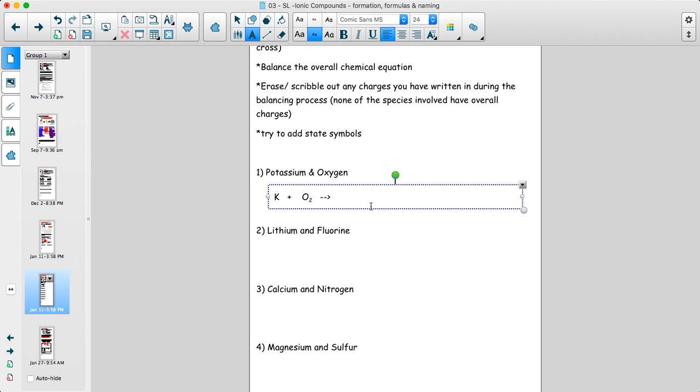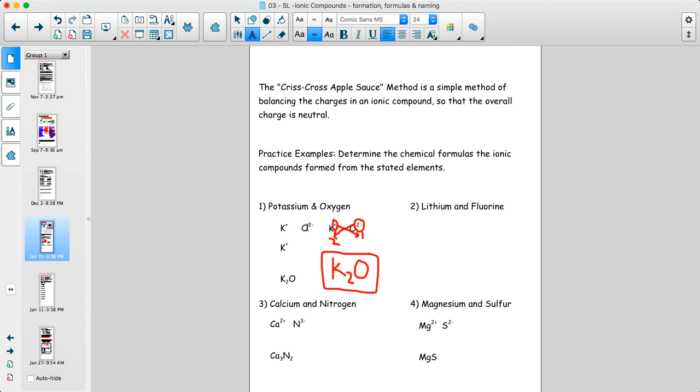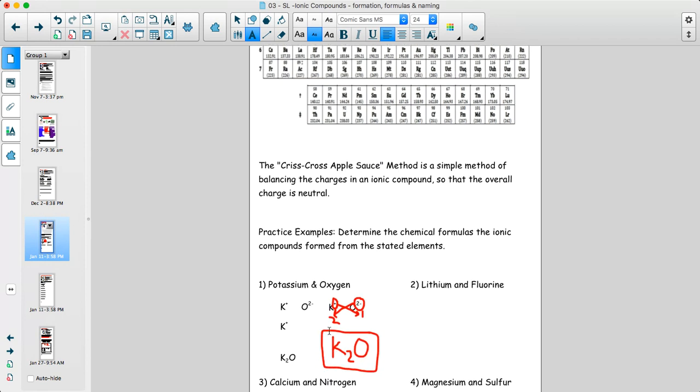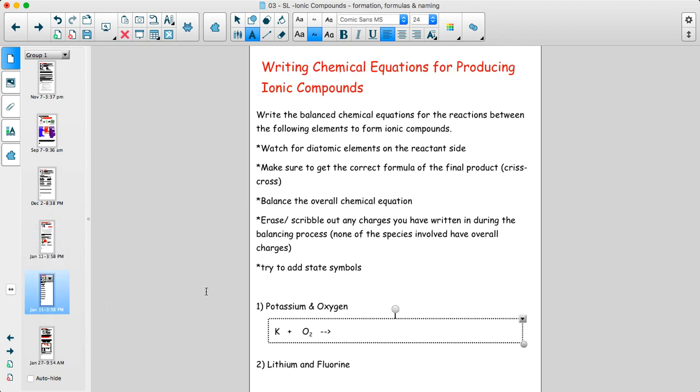Then in the formula, I've got to do what we just did on the previous page, which is crisscross or somehow balance the charges to figure out the formula of the ionic compound that forms between these things. So again, we already did this example. Potassium and oxygen, I look at the groups where they are, I figure out their charges, and I can do either method to get the balanced ionic formula, which is K2O. So that's the chemical formula of the ionic compound.